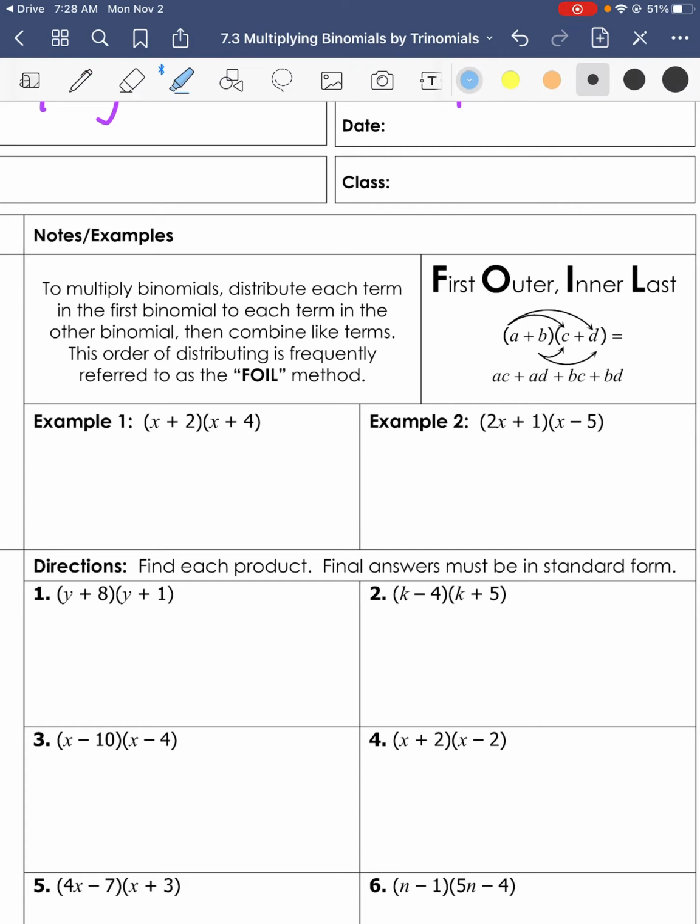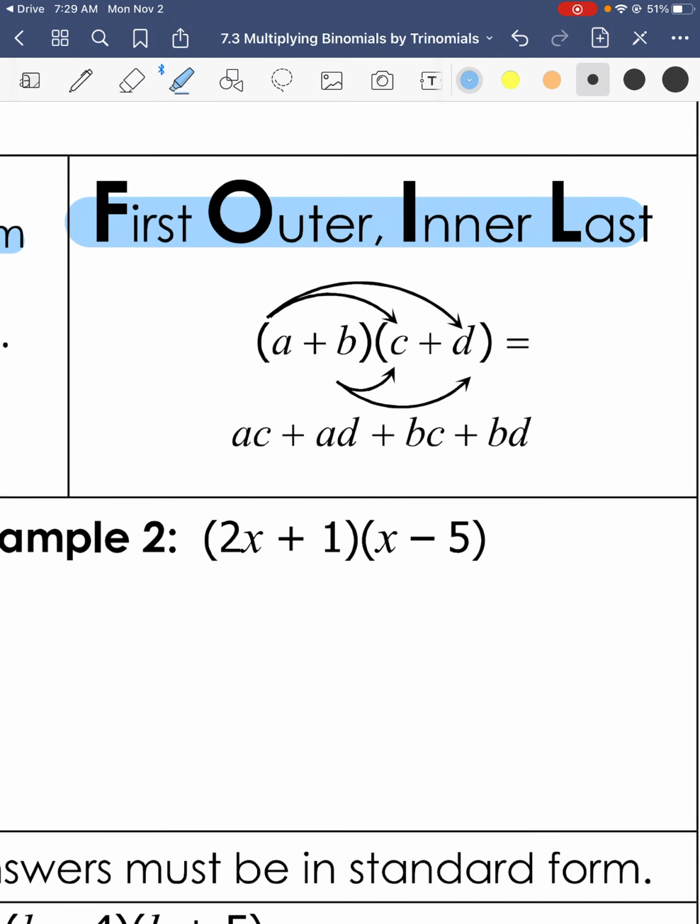So what we do when we're multiplying two binomials together is we call it FOIL. And that's an acronym for first, outer, inner, and last. Okay, so if we look at what this says here, to multiply binomials, distribute each term in the first binomial to each term in the other binomial, then combine like terms. This order of distributing is frequently referred to as the FOIL method. Okay, so we're going to distribute each term in the first binomial to each term in the other binomial. Okay, so let's look at this example here.